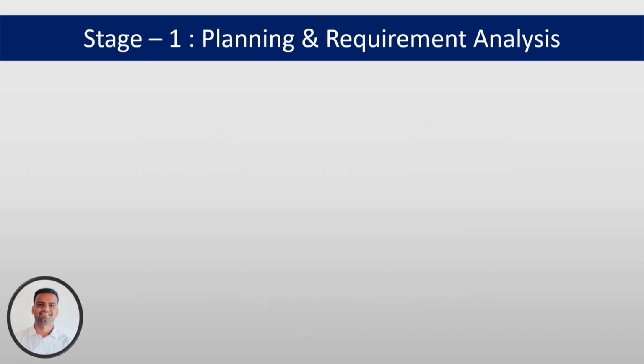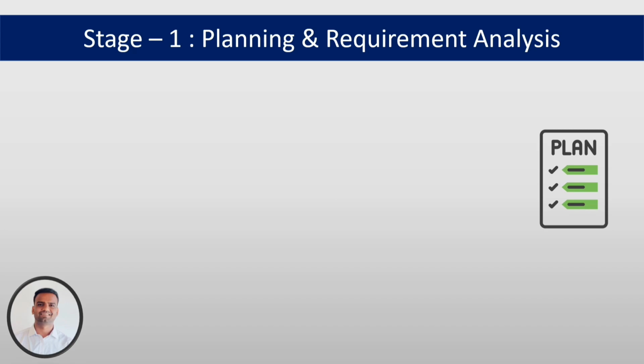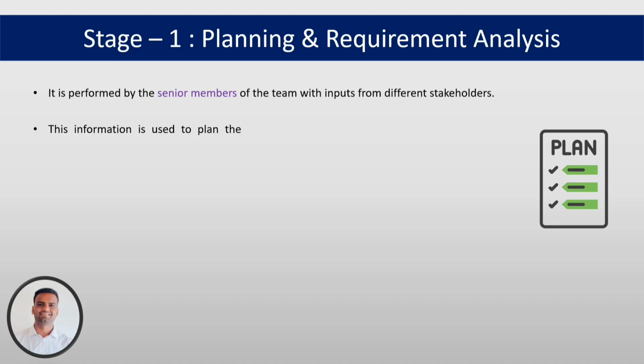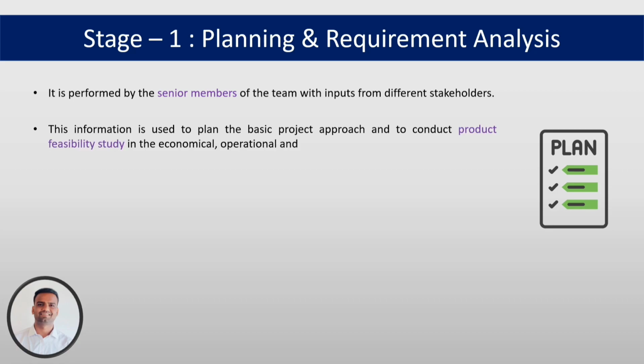Stage 1 is planning, where planning and requirement analysis is done. Requirement analysis is the most important stage in SDLC. It is usually performed by the senior members of the team with inputs from internal and external stakeholders, domain experts and market surveys in the industry. And then this information is used to plan the basic project approach and to conduct product feasibility study in the economical, operational and technical areas.